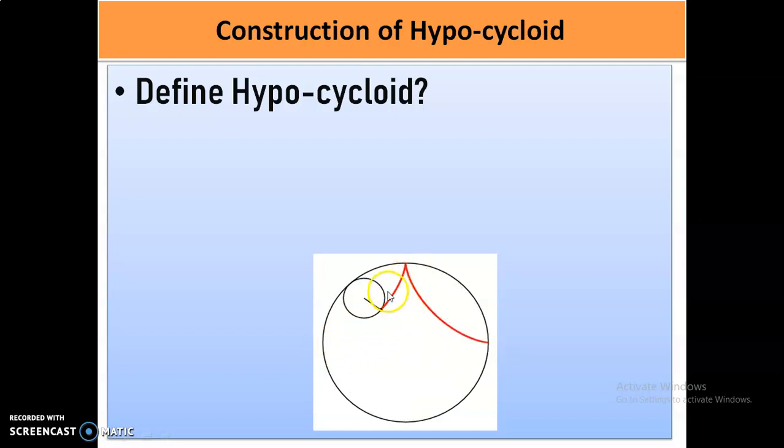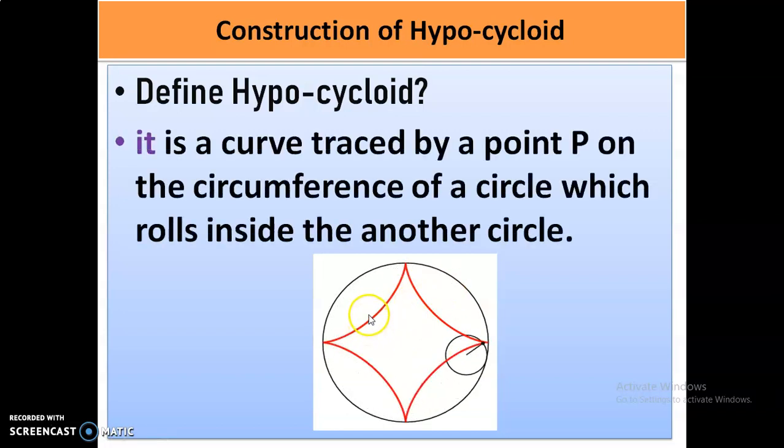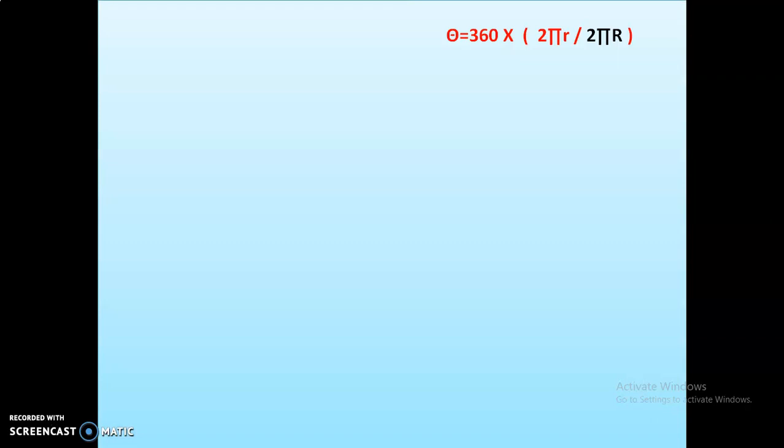So how can we define hypocycloid? Whenever a small circle rolls inside another circle, it forms one type of curve that is called hypocycloid. Or we can define it another way: it is a curve traced by a point P on the circumference of a circle which rolls inside another circle. I hope you understand the definition of the hypocycloid. Let us see how we get the hypocycloid curve.